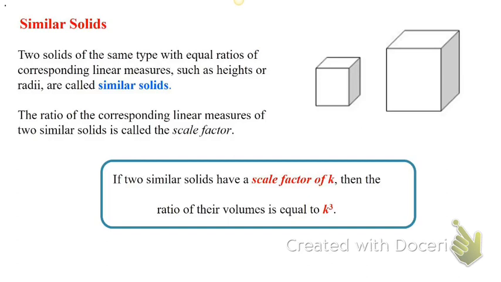So if the solids are similar, then you got a scale factor of k. And to get the ratio of their volumes, we've got to cube k. Ratio of areas is square. Ratio of perimeters is just k. Now we're introducing cubing it.